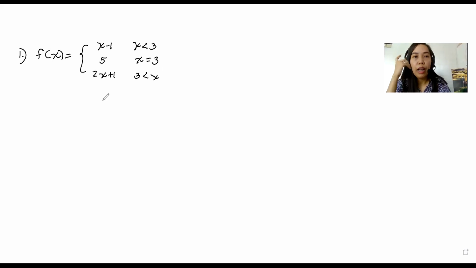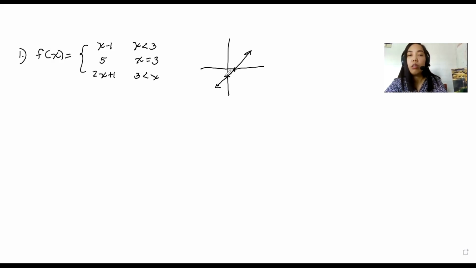For the first equation, class, we know that this is a line. Since we are dealing with piecewise, we will just need to get the part of the graph of this line wherein the value of x is less than 3. When we imagine the graph, here we have x minus 1, the slope is 1, and the y-intercept is negative 1. So the graph starts from the y-intercept, negative 1, and the slope is 1, so we go up 1 and then 1 to the right. So this is the graph.